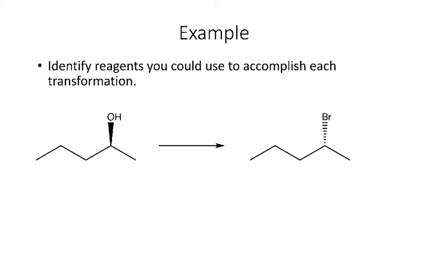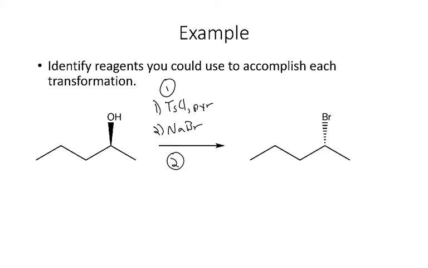Okay, so in this case, I have a secondary substrate, and I'm getting inversion of configuration. So both of those things are going to lead me to probably want to use an SN2 reaction. Of course, OH is a bad leaving group, so I think there are a couple ways that we've seen that we can do this. So one way would be to use first the TsCl in pyridine to convert the OH into a good leaving group, and then the second step would be to react it with something like NaBr, that's a good nucleophile, and that'll give me an SN2 reaction.